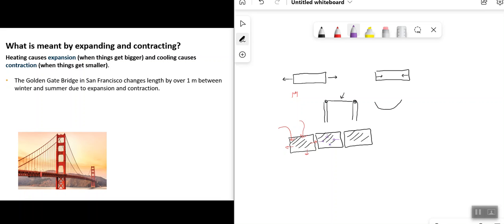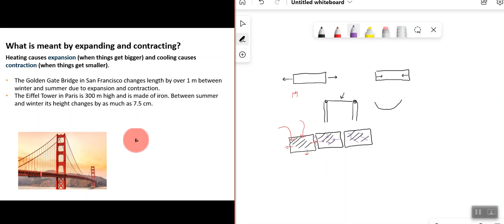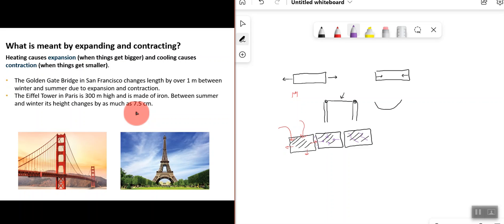If you don't put this kind of gap in between the sections of concrete, you'll get a crack in the concrete, and that comes from contraction and expansion caused by heat energy. The Eiffel Tower in Paris is 300 meters high and is made of iron. Between summer and winter, its height changes by as much as 7.5 centimeters. Again, an iron structure that, when it's heated, will expand, and when it's cooled down, will contract.